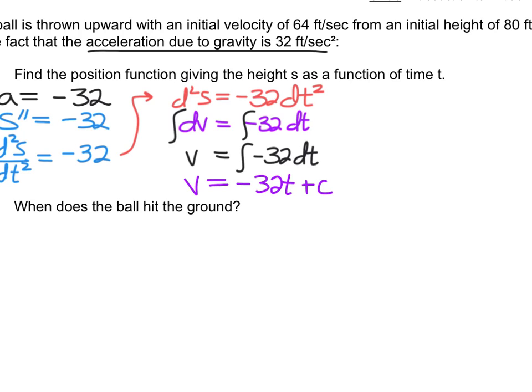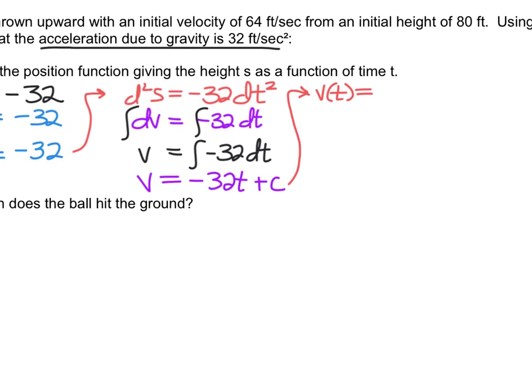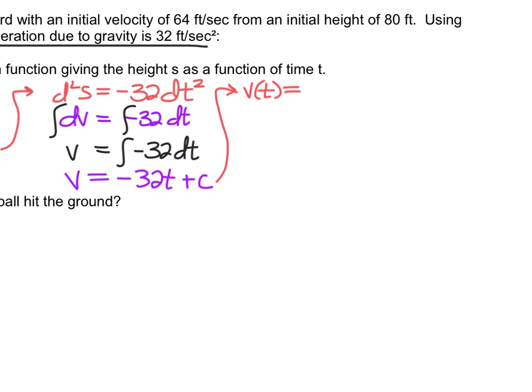Now this is a function of time, so I'm going to go back to a little bit of notation here and say that v of t is equal to negative 32t plus c.